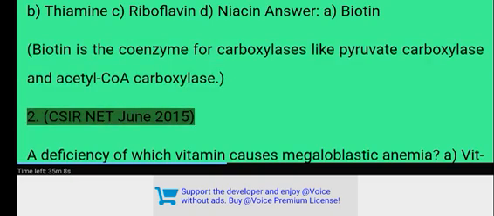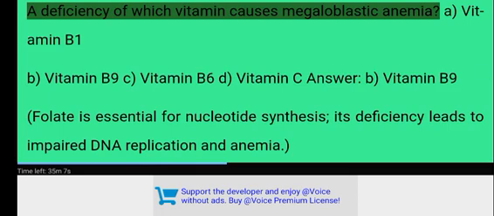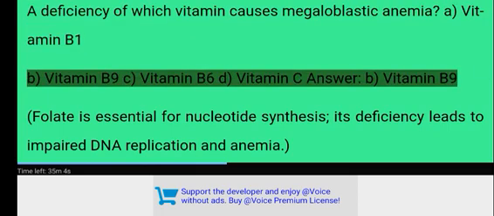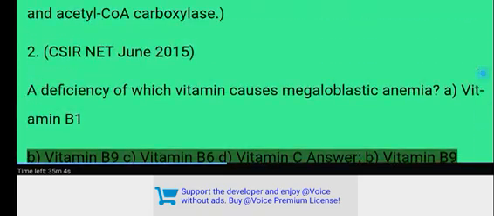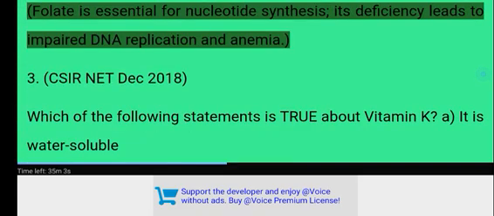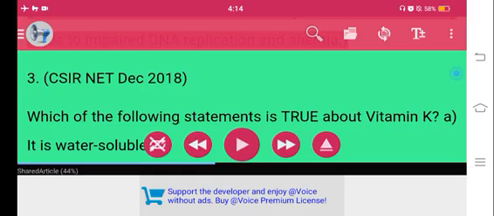2. CSIR NET June 2015. A deficiency of which vitamin causes megaloblastic anemia? A, vitamin B1. B, vitamin B9. C, vitamin B6. D, vitamin C. Answer: B, vitamin B9. Folate is essential for nucleotide synthesis. Its deficiency leads to impaired DNA replication and anemia.